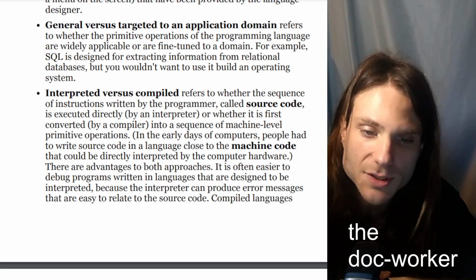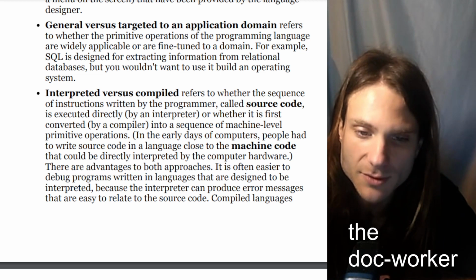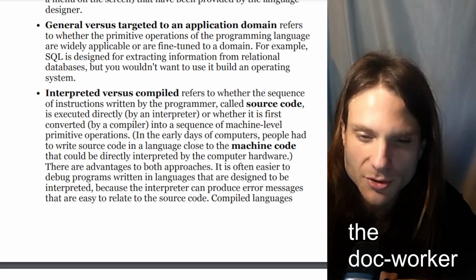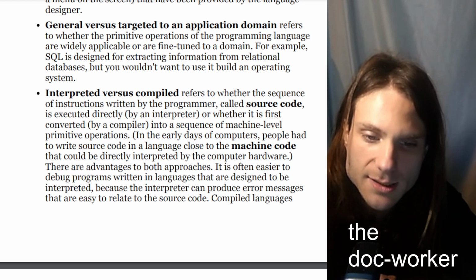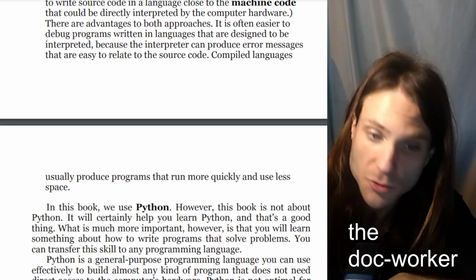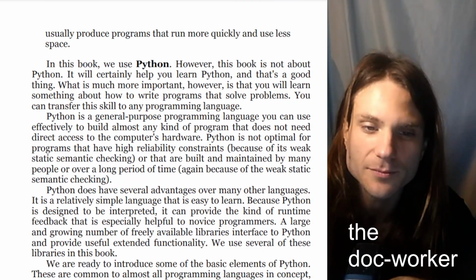There are advantages to both approaches. It is often easier to debug programs written in languages that are designed to be interpreted, because the interpreter can produce error messages that are easy to relate to the source code. Compiled languages usually produce programs that run more quickly and use less space.